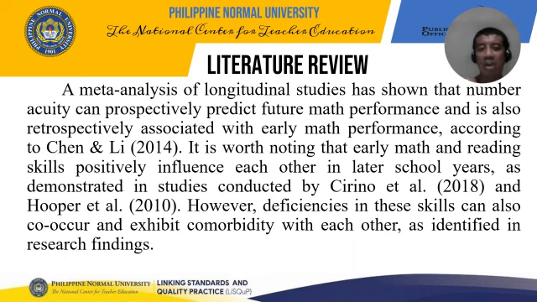It is worth noting that early math and reading skills positively influence each other in later school years, as demonstrated in the studies conducted by Serrano et al. 2018 and Hooper et al. 2010. However, deficiencies in these skills can also co-occur and exhibit comorbidity with each other, as identified in research findings.